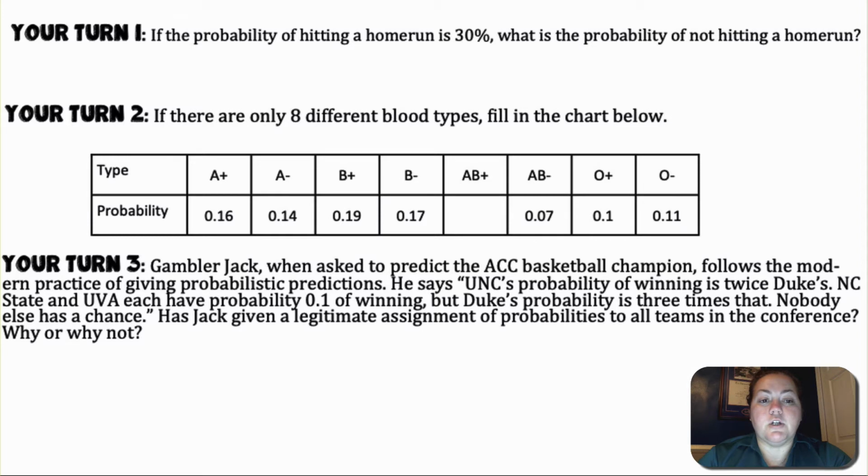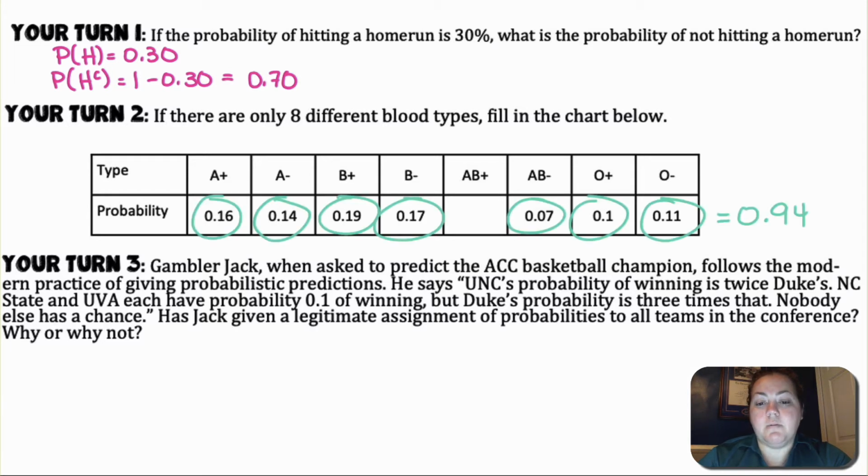All right, your turn. If the probability of hitting a home run is 30%, what is the probability of not hitting a home run? All right, probability of a home run is 30%. Not a home run would be 1 minus 30%, which is 70%. If there are only 8 different blood types, fill in the chart below. Again, we said all of the probabilities have to add up to 100. The ones I have here add up to 0.94 or 94%. So 1 minus 0.94 gives me 0.06 or 6%.